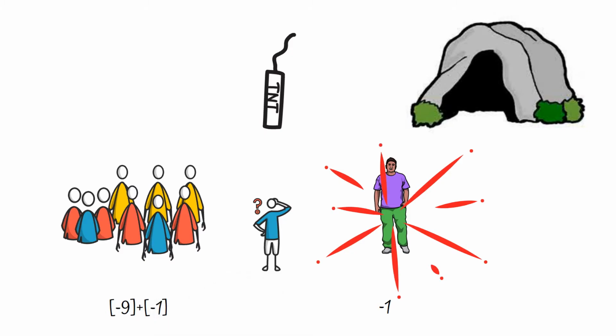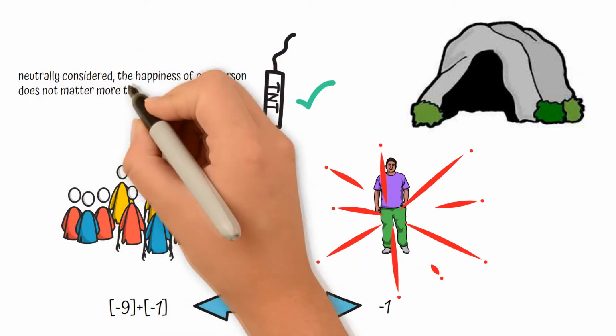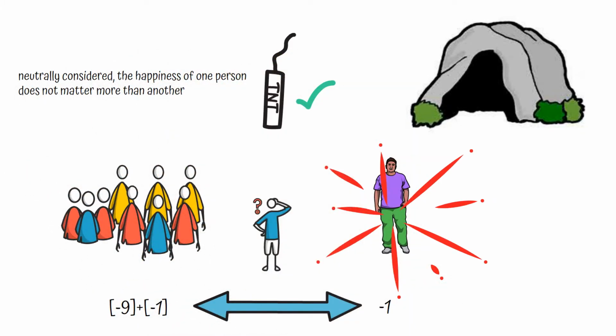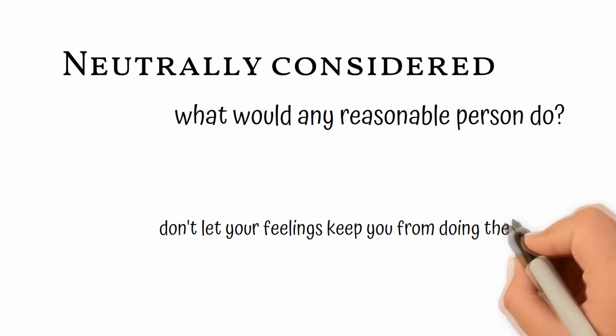But what if we change the equation? Now it's you, 1 friend, and 8 strangers. Your friend gets stuck. Should you still blow them up? Utilitarianism says yes. From a scientifically detached, neutral perspective, your friend doesn't matter more than a stranger. This keeps us from making decisions that only benefit us, or from valuing people we like over people we don't know or don't like. It's important here that none of us want to do this.